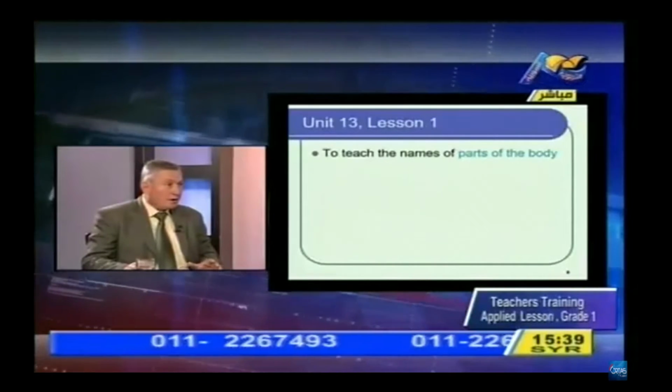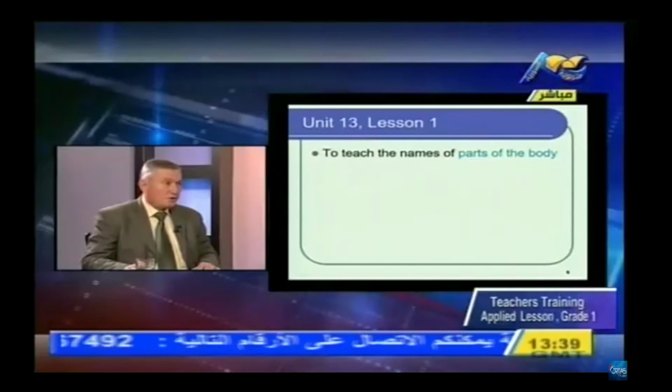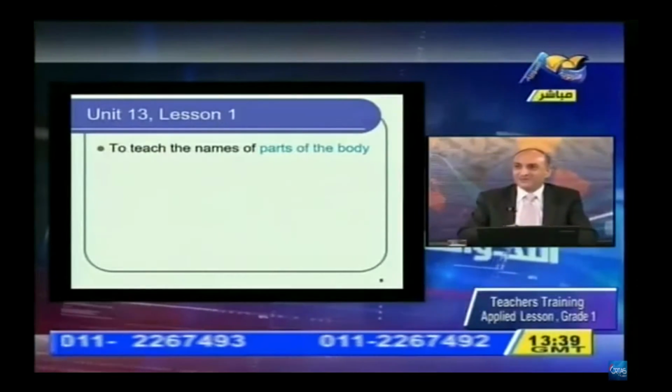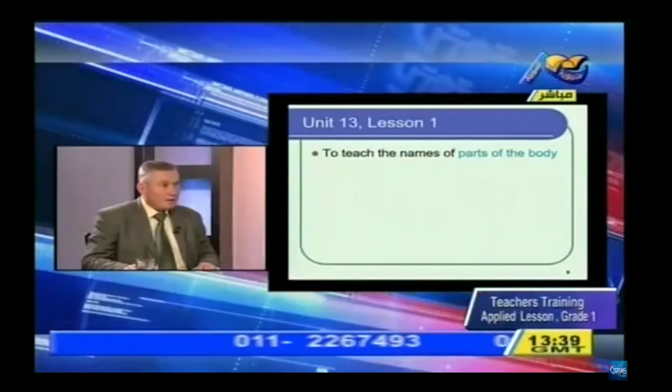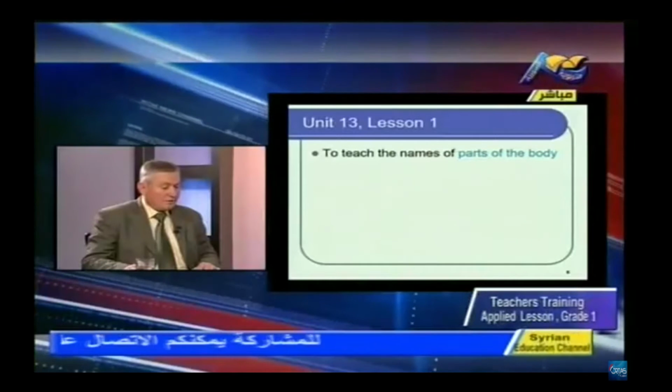So we need here to differentiate between the teacher's aim and the objective of the student. So when we say to teach the names of the parts of the body, this is for the teacher, not for the student. The student is going to be able to name the parts of the body, the head, the arm, the foot, the leg, the hand.